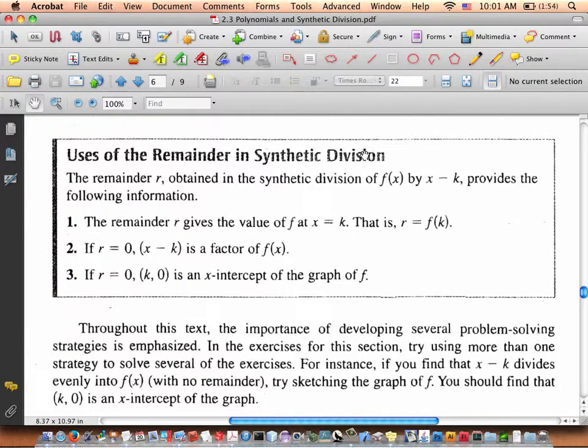Uses of the remainder in synthetic division. The remainder obtained in synthetic division of f of x by x minus k, where k is a number, provides the following information. The remainder r gives the value of f at x equals k. That is to say that the remainder actually turns out to be f of k. If r is 0, x minus k is a factor of f of x. If the remainder is 0, k comma 0 is an x-intercept of the graph of f. So these two things right here, 2 and 3, are saying the same thing.